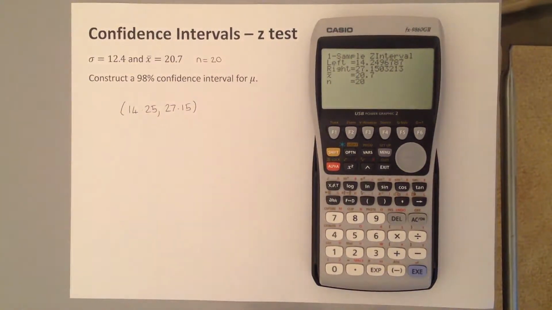Again, this is just giving you the final answer. You should use the inverse normal to find the Z and set out your working appropriately.